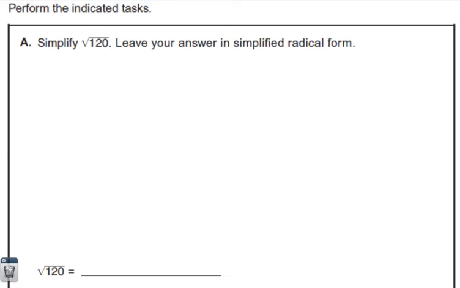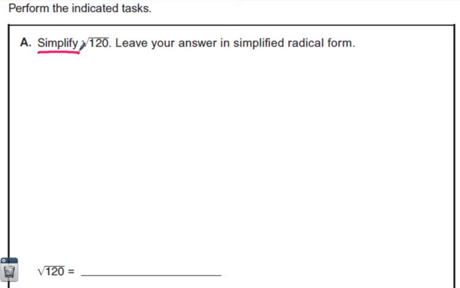First of all, simplifying a square root is different than estimating. Estimating a square root is kind of like approximating it, and if you were to go on most calculators and type in the square root of 120, you're going to get 10 point something. But that's not what we want here. They are asking specifically for you to simplify the square root of 120. I'm going to cover two different methods.